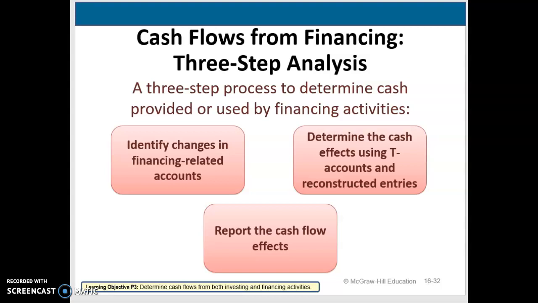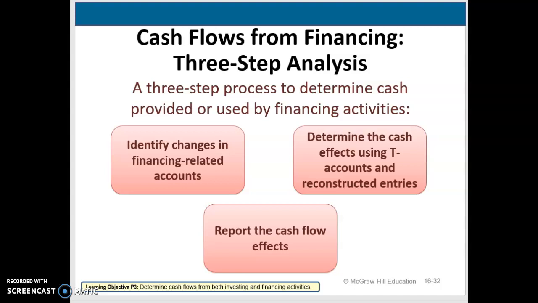So we're going to be looking at all the changes in all non-current liability accounts, including the current portion of any notes and bonds and equity accounts. These accounts are going to include long-term debt, notes payable, bonds payable, common stock, and retained earnings. Reporting of our financing activities is identical under the direct method and the indirect method. Remember, we're using this 3-step process of analysis. We are going to, again, use the 3-stage process to determine cash provided or used by financing activities.